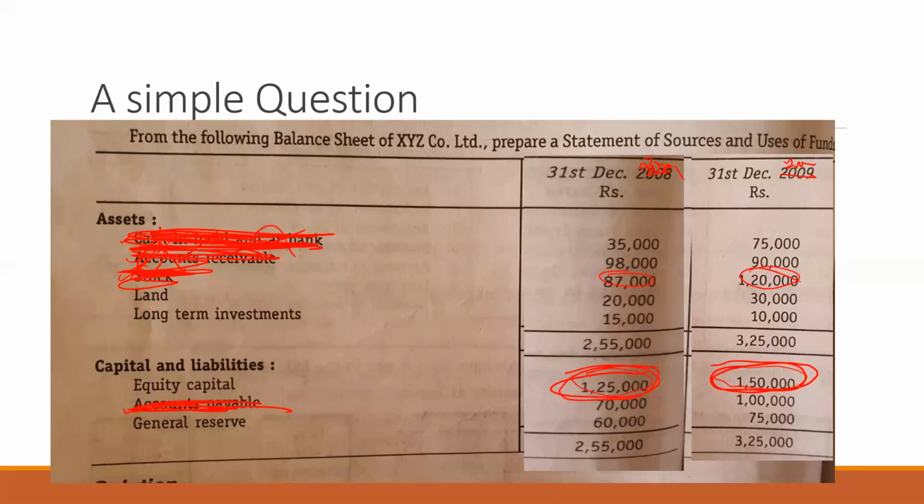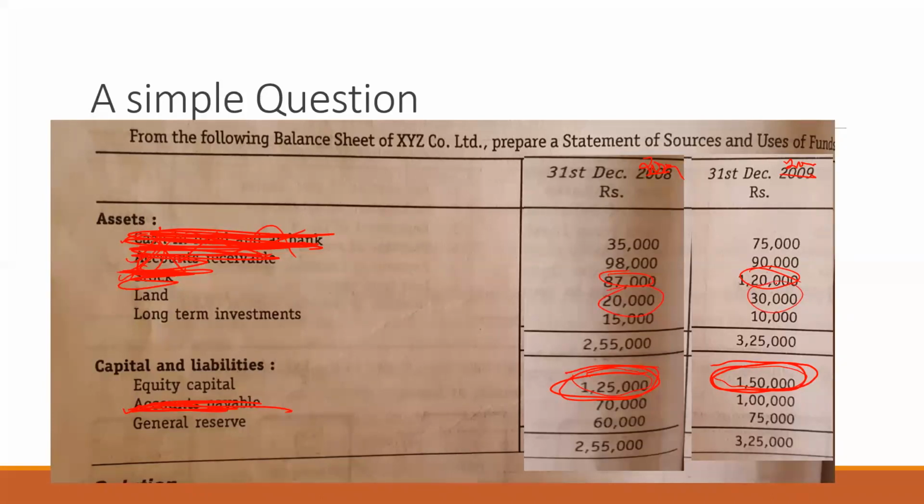You go to land. What has happened to land? Increased. In 2009 it was 20,000, it became 30,000. We don't have any adjustments. How did it become 30,000? Purchase of land. Where will it come, sources or application? Application. Simple.